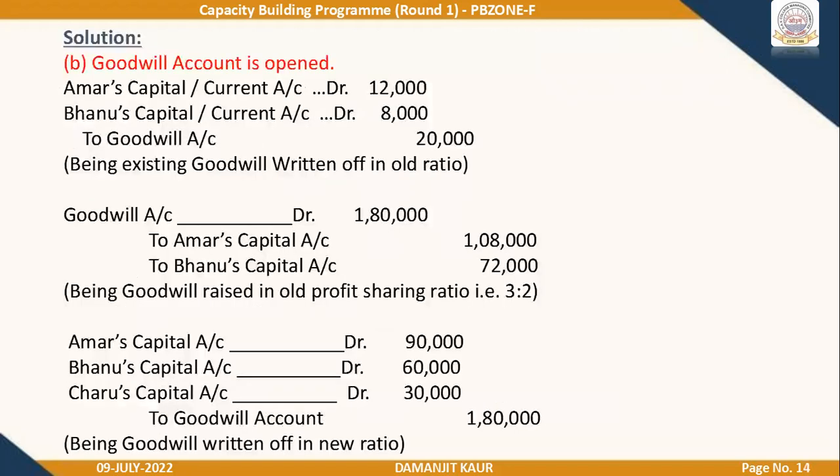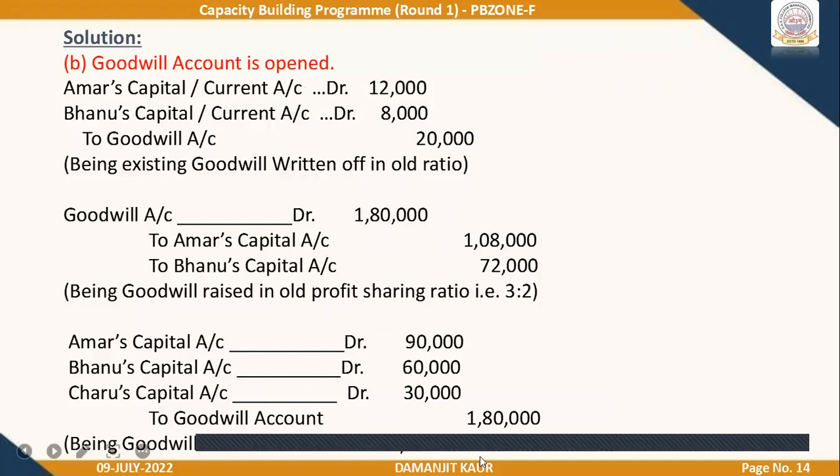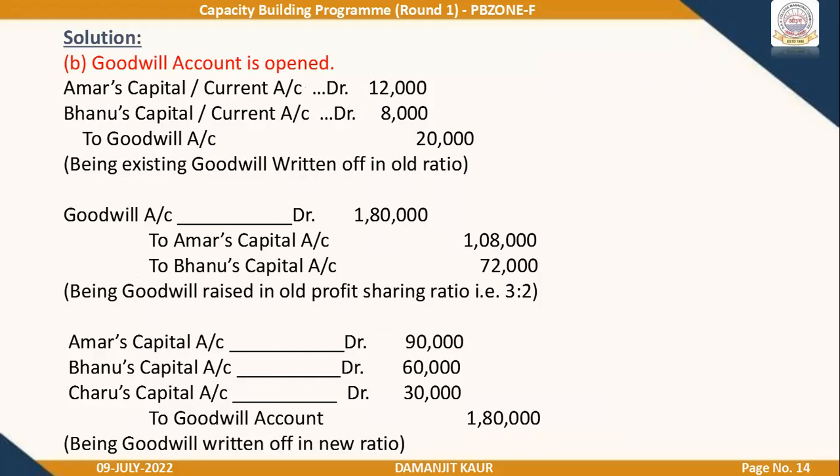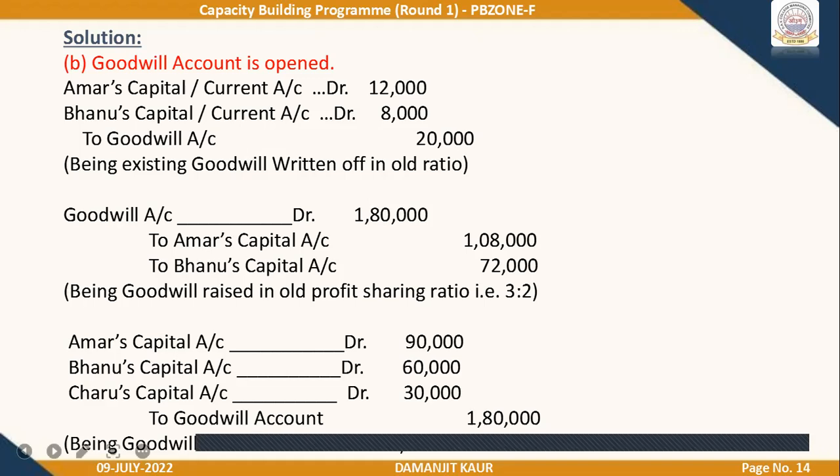But if we follow the other method, the first entry will remain the same. That means the goodwill account will be written off first, the existing goodwill of 20,000. Then the second entry will be goodwill raised by 1,80,000 in the old ratio, that is 3:2, and then goodwill will be written off in the new ratio, that is 3:1, to the capital or current account of the partners, as the case may be. Is it fine? Is the example clear?